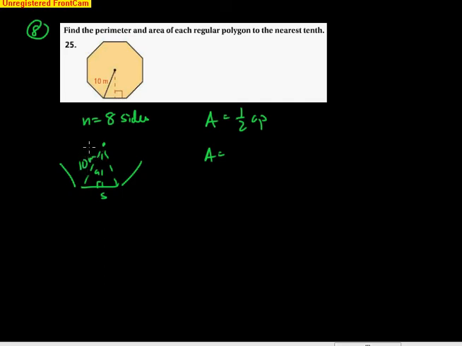Okay? So this is different than the hexagon problem we did earlier. So if that's the radius, do I know the apothem? No. So 1/2 A. The number of sides is 8. And the side length I do not have. So leave it blank. So I have to find 2 things here.